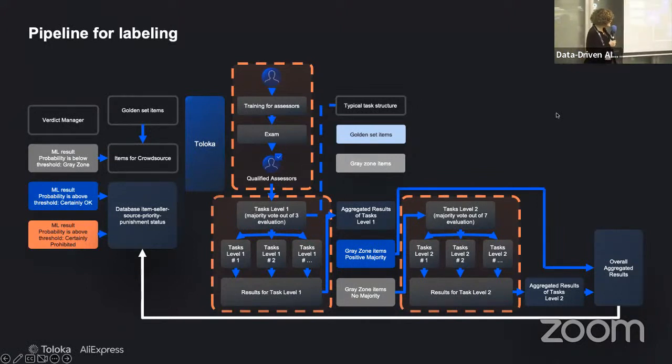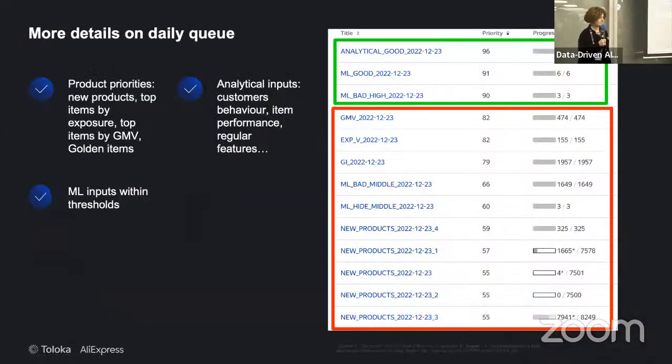The structure of the task itself is also not that simple. It's not that we only take the data that we need and just put it into the task. Yes, we take these gray zone items, but we also add golden set items here. What are golden set items? These are the items that we're absolutely sure of.